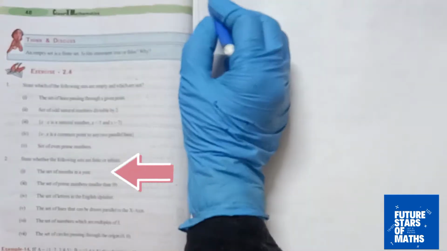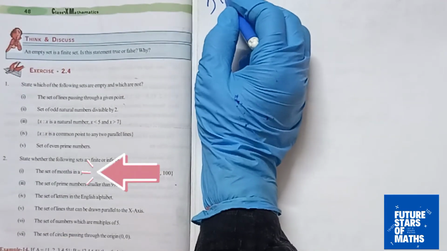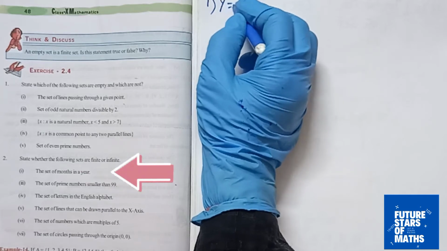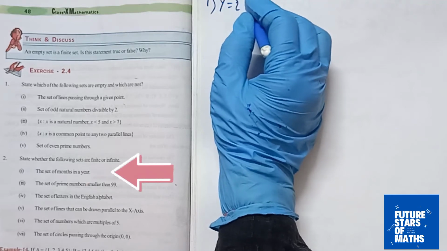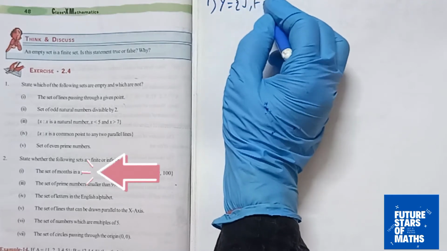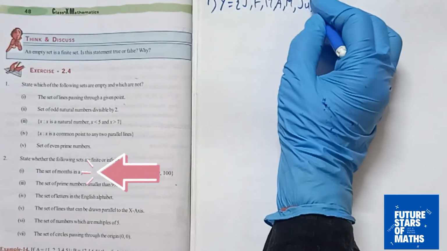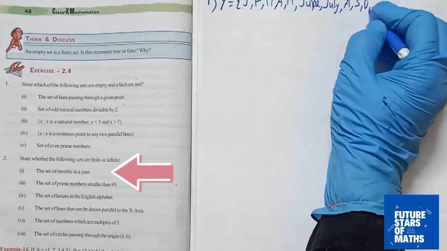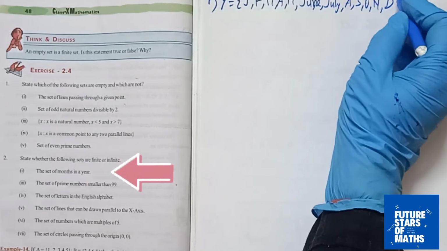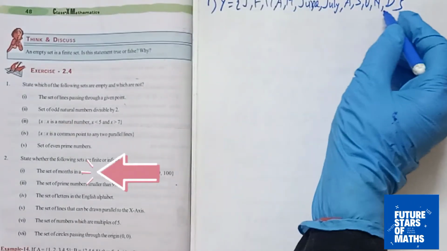The first bit is the set of months in a year. So can we write that, students? Since it is given year, I am naming this set as Y. Can I write the elements here? That is the names of the months. Jan, Feb, March, April, May, June, July, August, September, October, November and December. So the first and last element is known, and how many elements there are, that also we know.